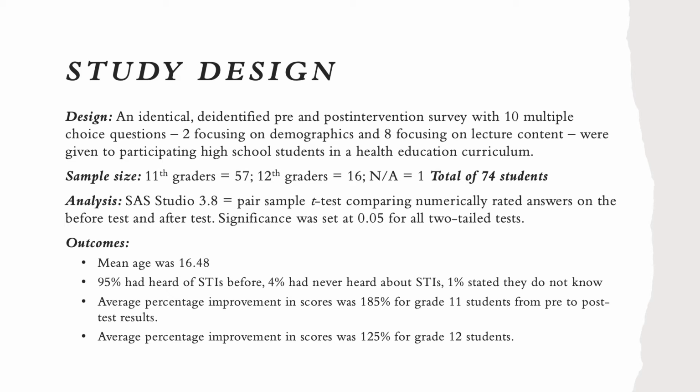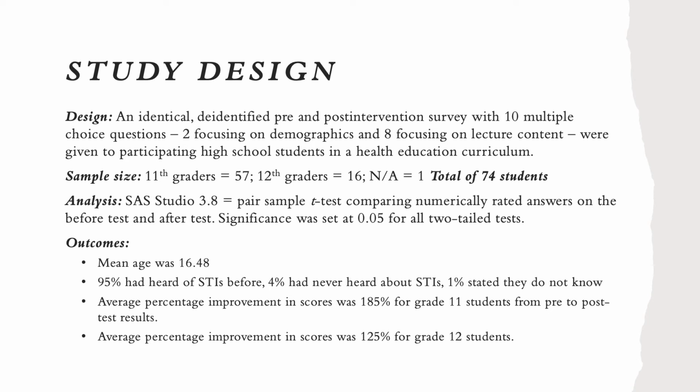The outcomes: the mean age of the participants was 16.48. 95% of the students had heard of STIs before, 4% had never heard about STIs, and 1% stated that they do not know about STIs. The average percentage improvement in scores was 185% for 11th graders from the pre-test to the post-test results. The average percentage improvement in scores was 125% for the 12th graders, comparing the pre-test to the post-test results.